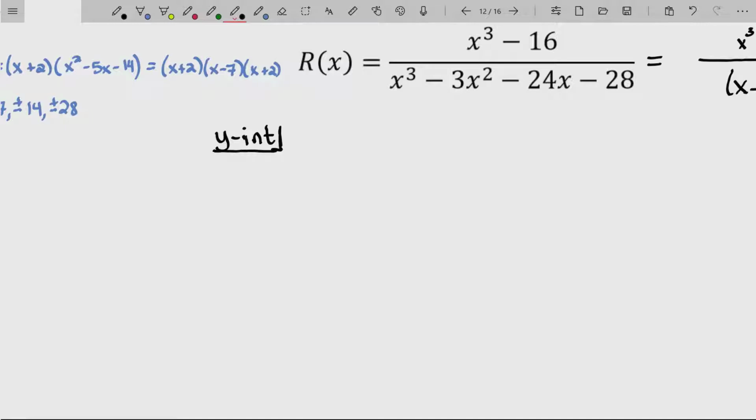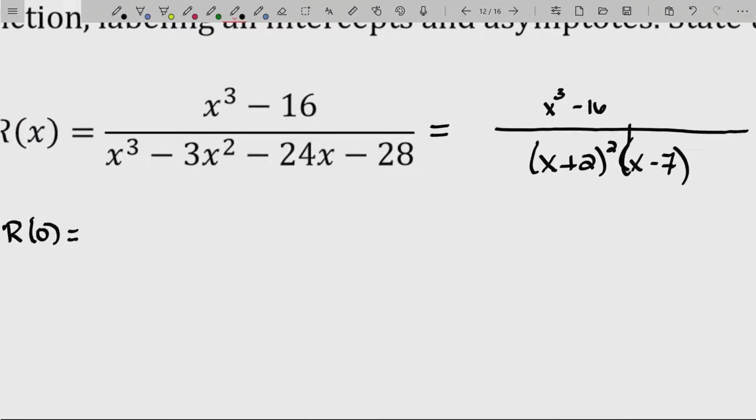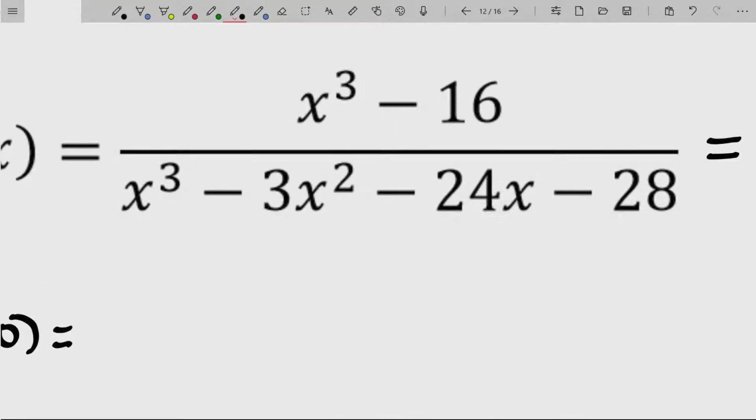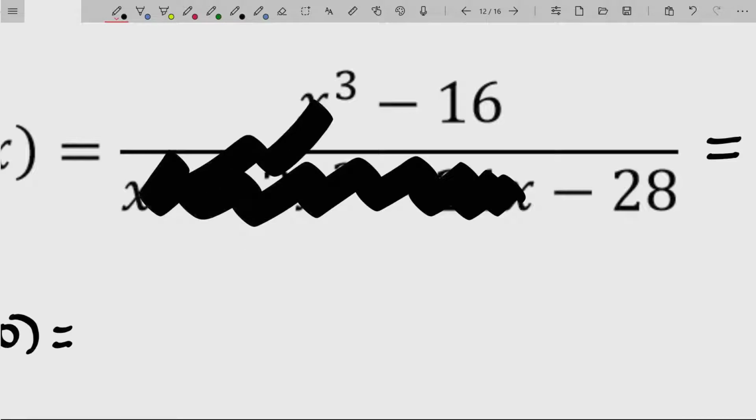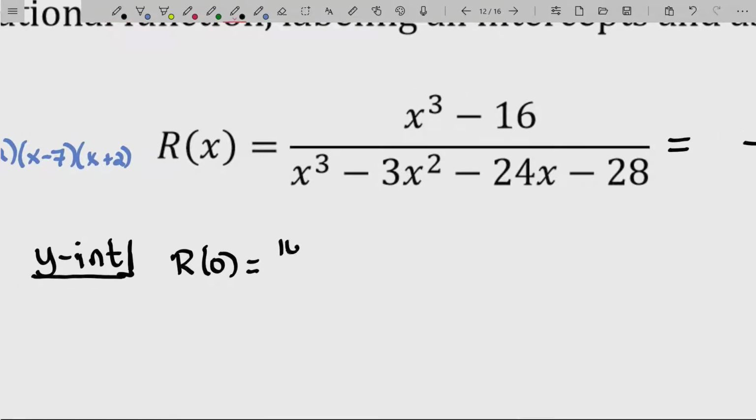To find the Y-intercept, you just let the input be 0. I shouldn't have to say that, you know that. You could use either of the two versions of this function. However, it's often much easier when you're subbing in 0 to substitute 0 into the original unfactored function, because all of this other stuff will disappear when you plug zeros in and you get negative 16 over negative 28, or in other words, 16/28. I'll write that down.